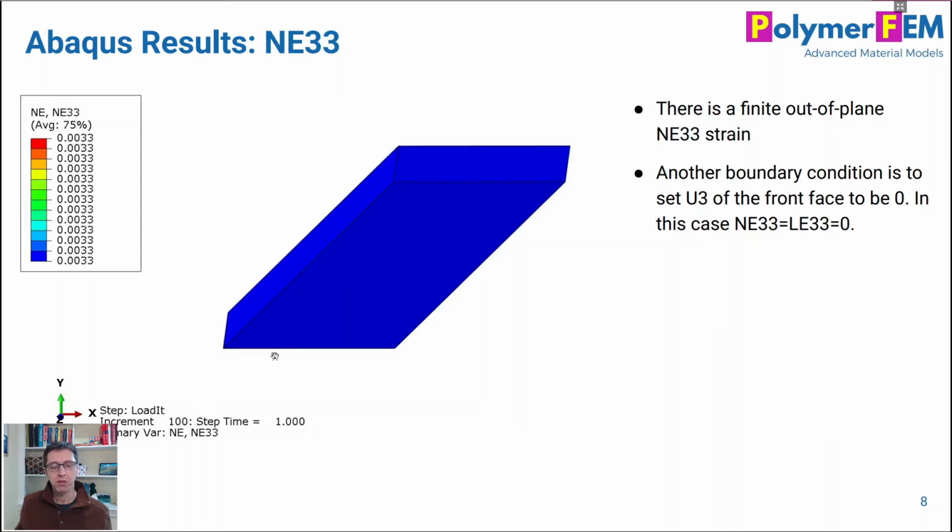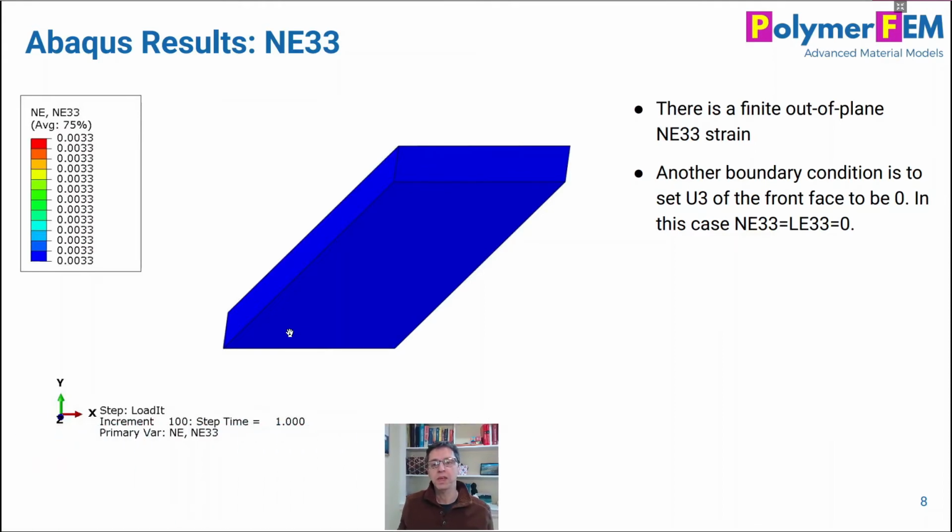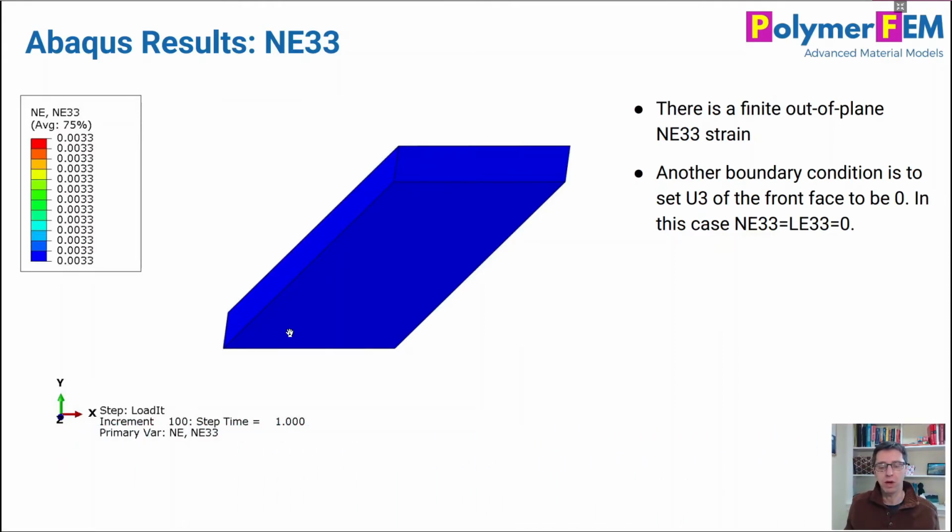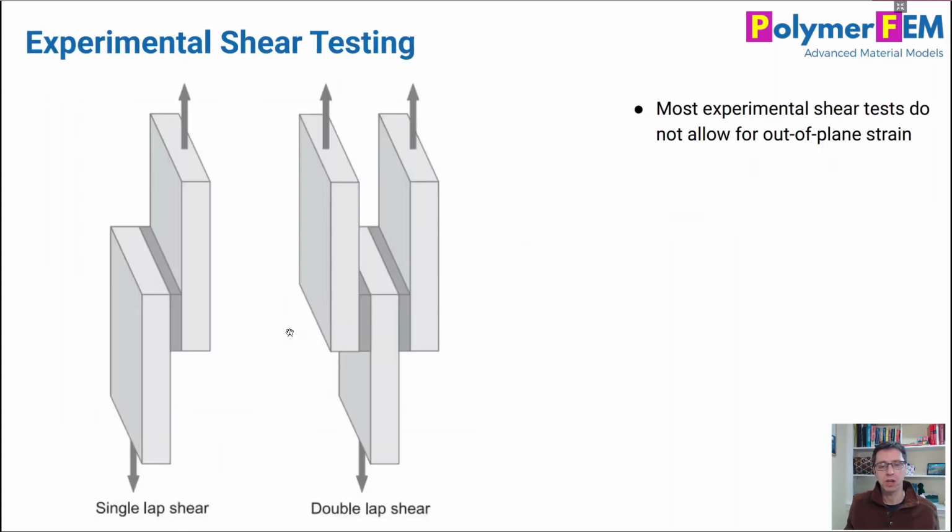So if you want to have it 0, if you think that's better, you would have to prescribe that the front surface of your specimen cannot move in the 3 direction. So that's perfectly valid to do. It's up to you, depending on how the experiment was done, to decide if that's something that's better for you or worse for you. So what's typically the best way though, right?